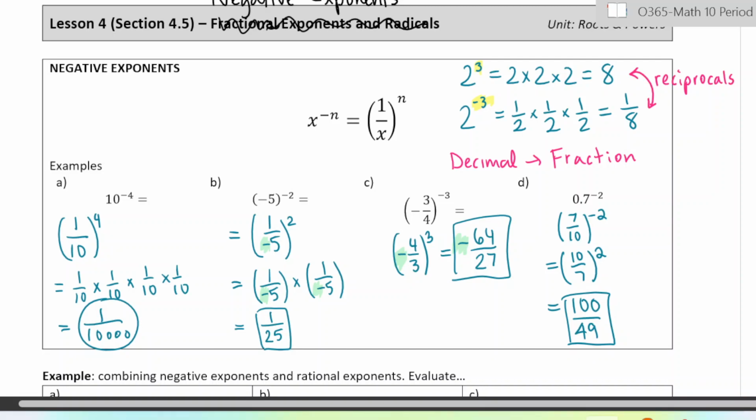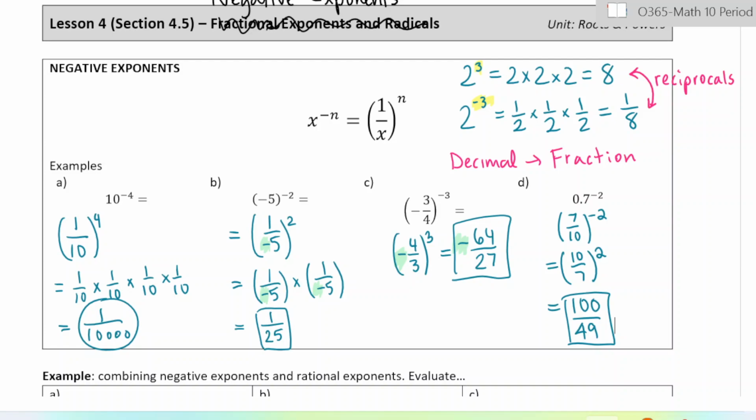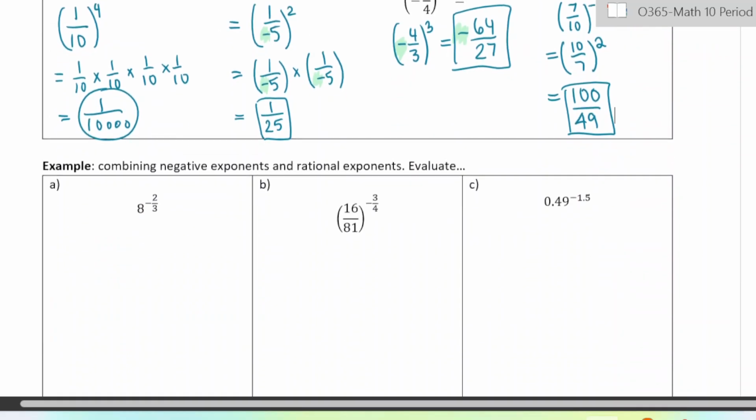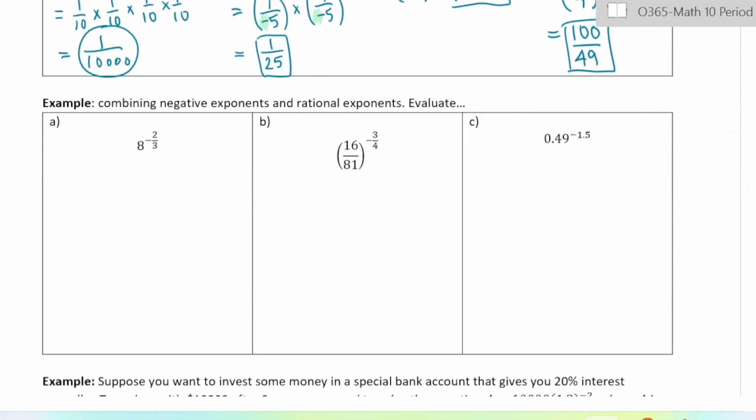There's negative exponents. We are going to do 3 more examples, and we're going to combine this lesson with the previous lesson and do some negative exponents that are fractions as well. Okay, let's try the first one.